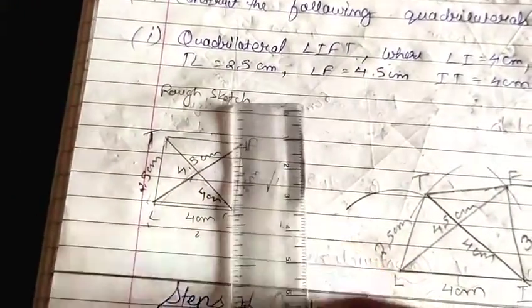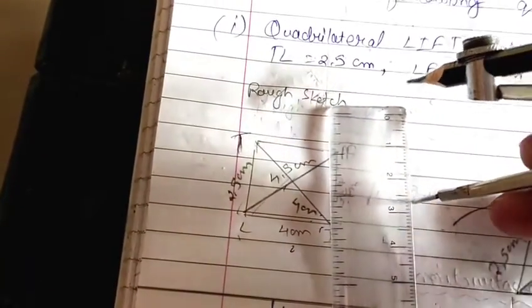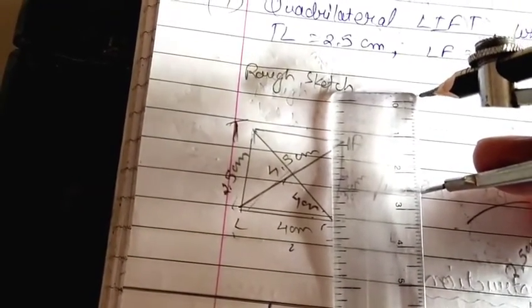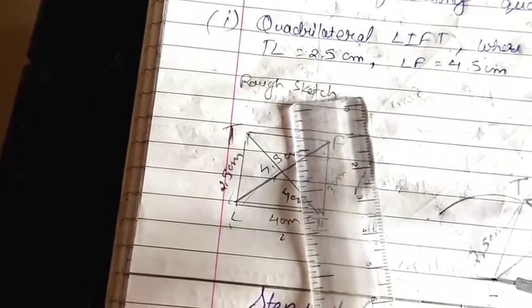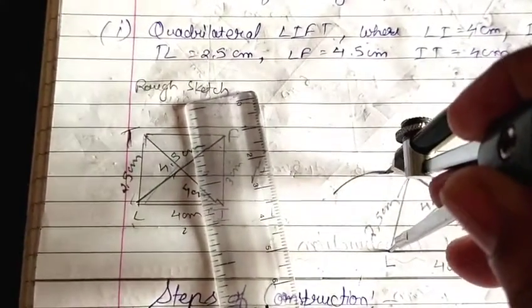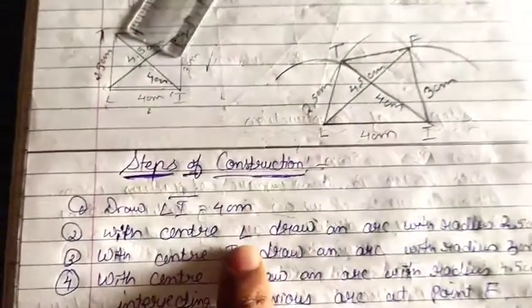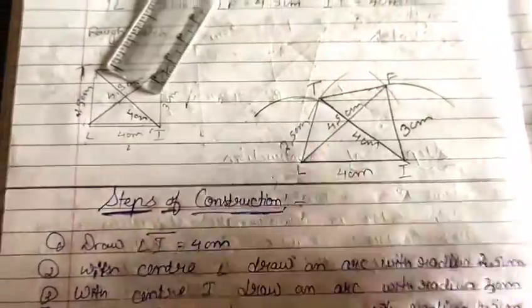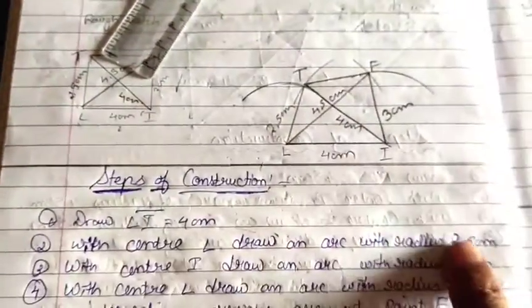So first take 2.5 centimeter. How to take it? Place your scale in this way, put your compass on 2.5 and adjust the pencil, and place it on L and construct this arc. So write down the step over here: with center L, draw an arc with radius 2.5. The radius we had taken is 2.5.